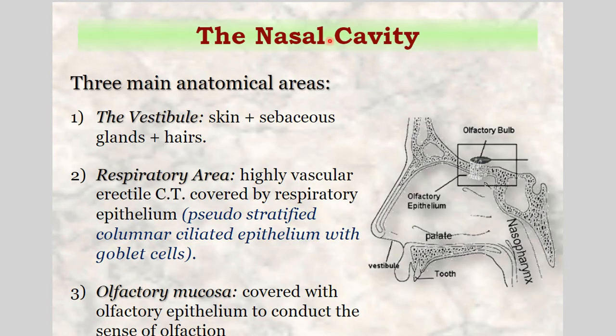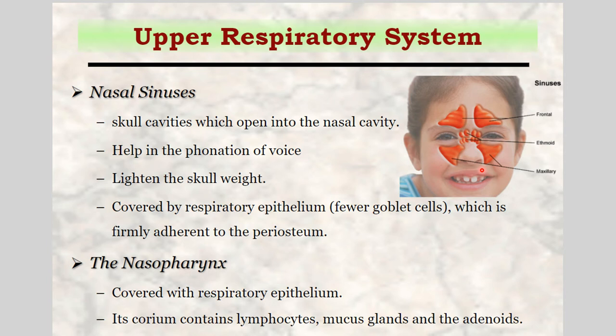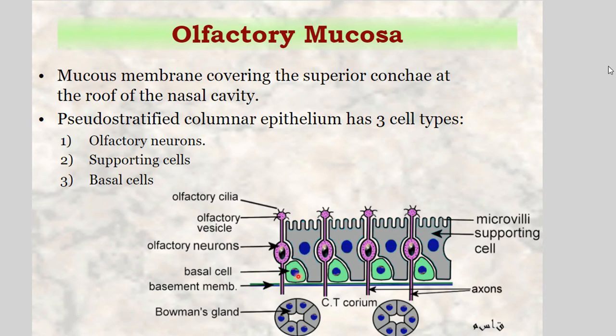Then the nasal cavity: we have a vestibule, the respiratory area, which was covered with pseudostratified ciliated columnar epithelium with goblet cells, and then the olfactory mucosa, which was covered by the olfactory epithelium. So the olfactory epithelium consists of 3 types of cells. These were the olfactory neurons, then the supporting or sustentacular cells, and then the basal cells.